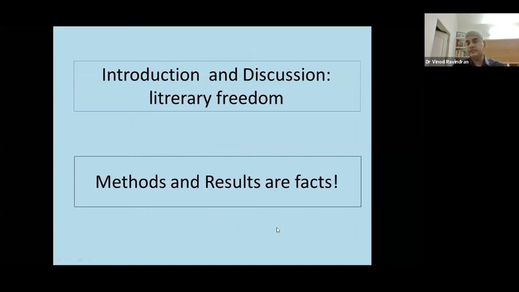A couple of other things. It is important to remember that methods and results are a factual statement of what has been done and what has been found. In the introduction and discussion, you have some liberty, some literary freedom, in terms of your command over the language and how you present things. But remember, if you use small sentences and be focused, you don't need to be a major language expert at all. But when it comes to writing methods and results, they have to be factual.